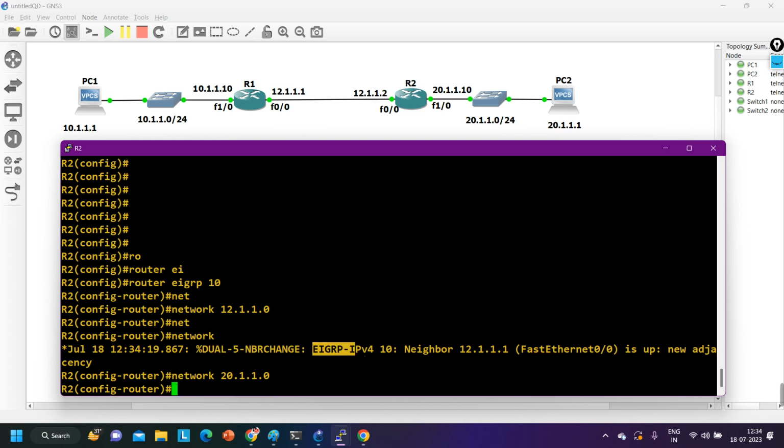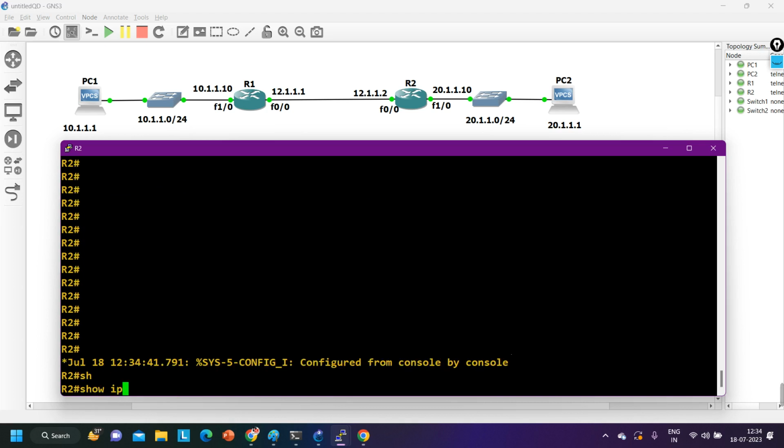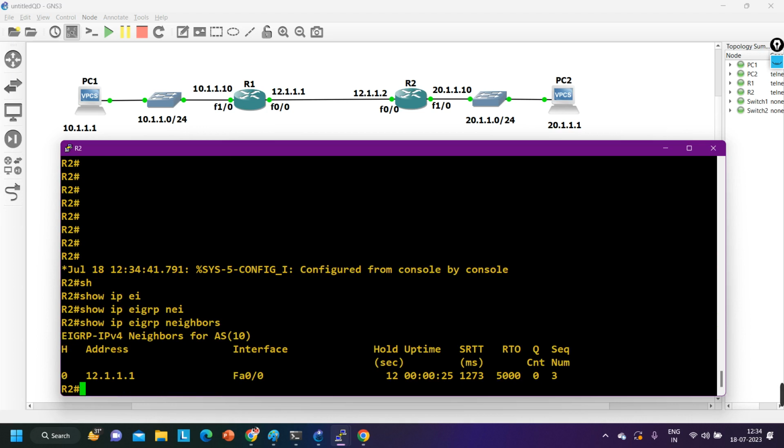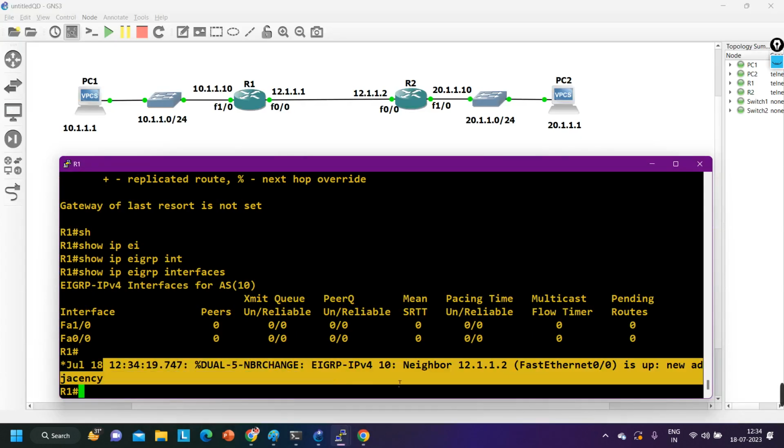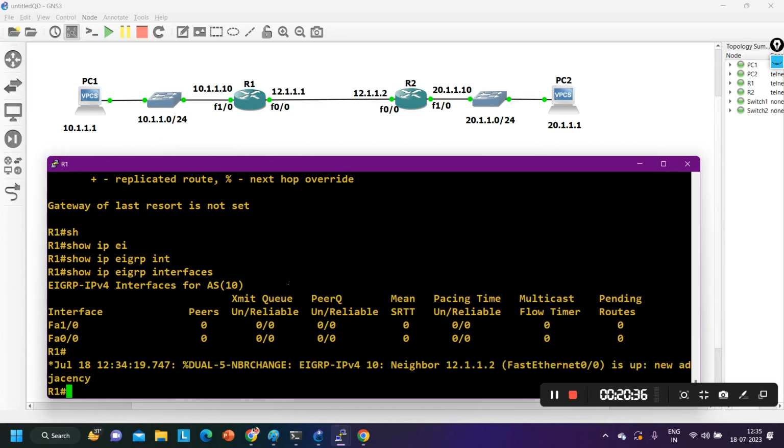DUAL neighbor change: EIGRP IPv4 AS number 10, neighbor is 12.1.1.1. Who is the neighbor of router 2? 12.1.1.1. And how can you verify? show ip eigrp neighbor. You can see the neighbor is 12.1.1.1 on FastEthernet 0/0. In the same way on router 1 you can verify it, and we have a log message on router 1 as well. See this log message: new adjacency of EIGRP. Done.